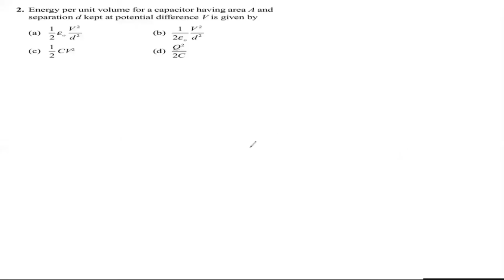Now in this question, we have to find the expression of energy per unit volume of a capacitor of area A, where the separation between the plates is D, and the potential difference is V. So basically, let's say this is a parallel plate capacitor, and these are two metal plates. A is the area of each metal plate, and the separation between these two metal plates is D.